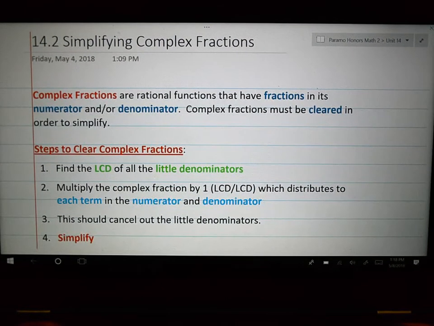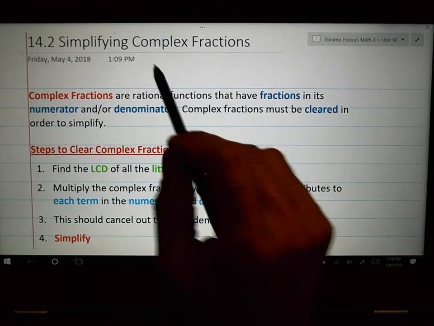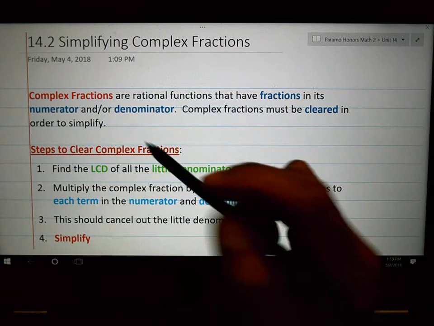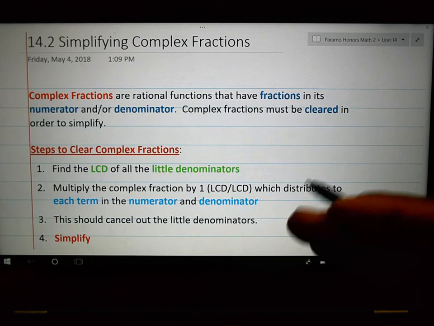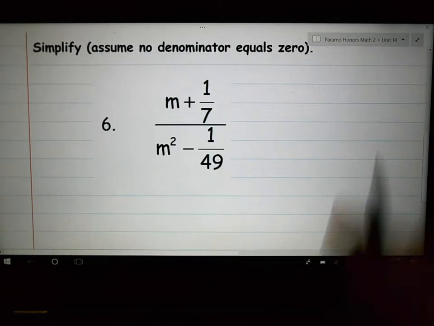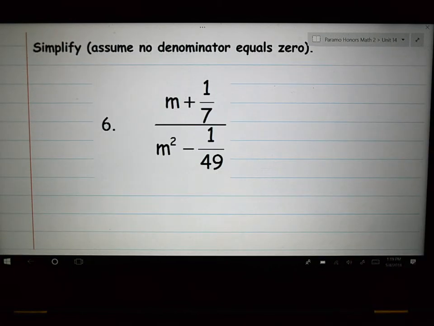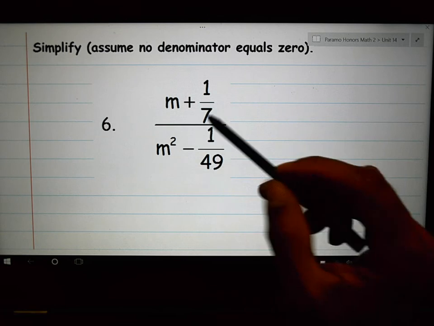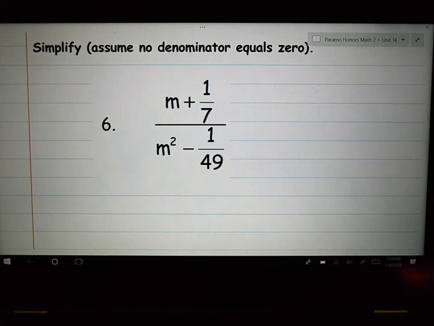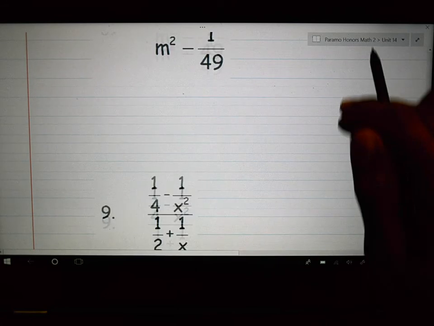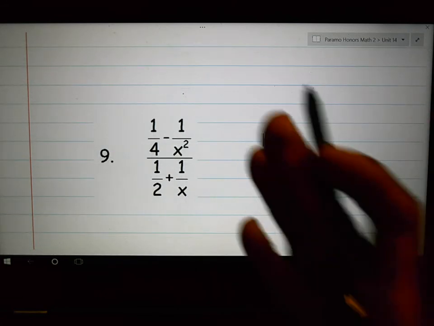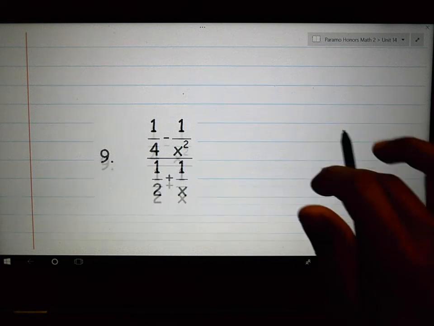In 14.2, we're going to deal with something called a complex fraction. A complex fraction is basically a fraction that has a fraction inside its numerator and denominator. Let me show you what that looks like. This is a complex fraction because there is a fraction in the numerator and a fraction in the denominator. A complex fraction may have one fraction or multiple fractions inside the numerator and denominator.